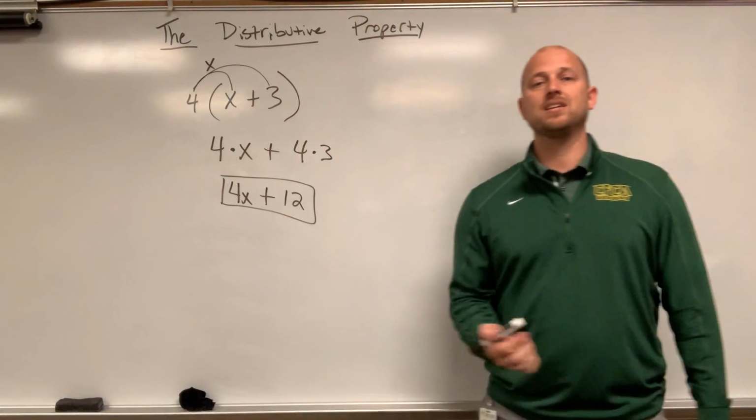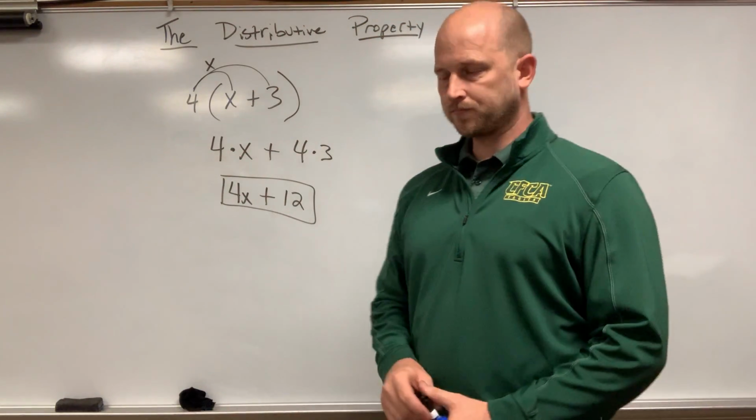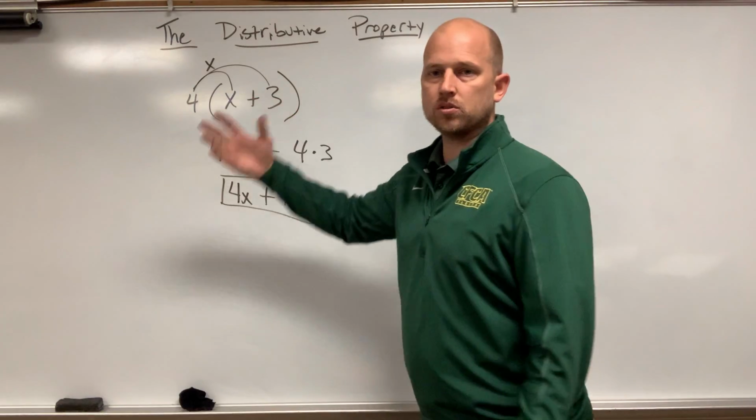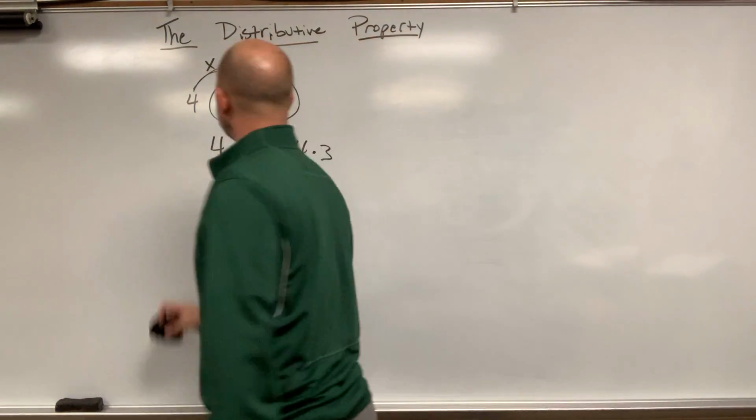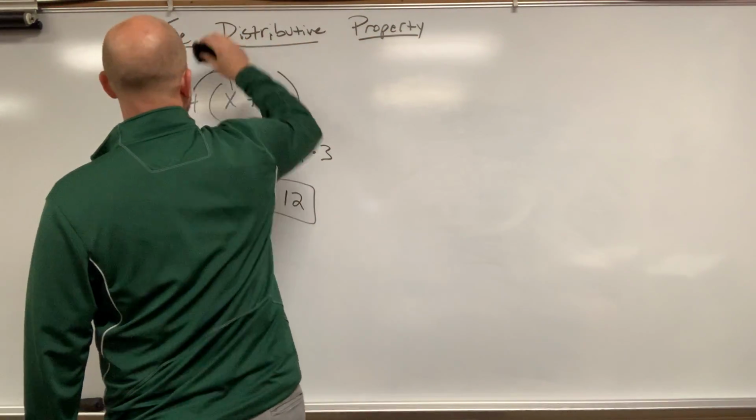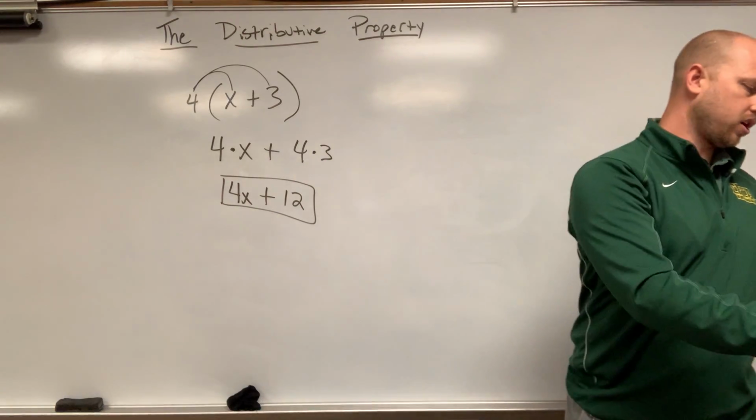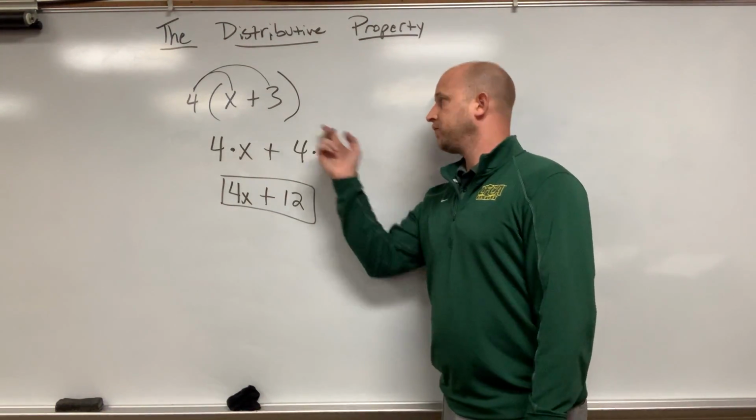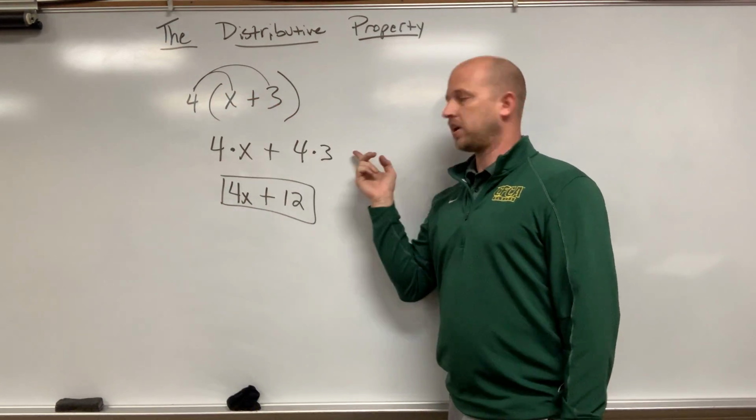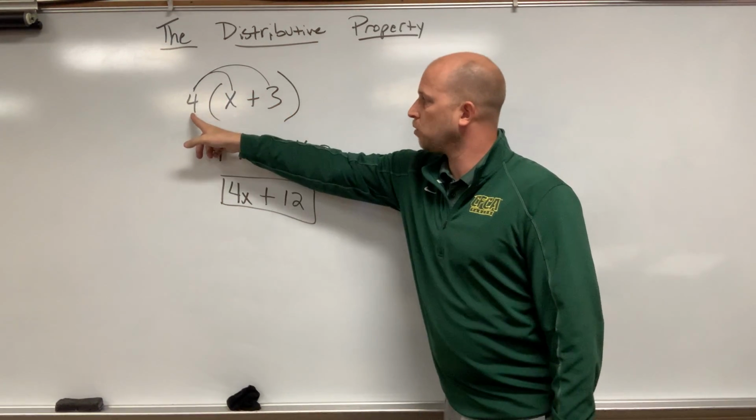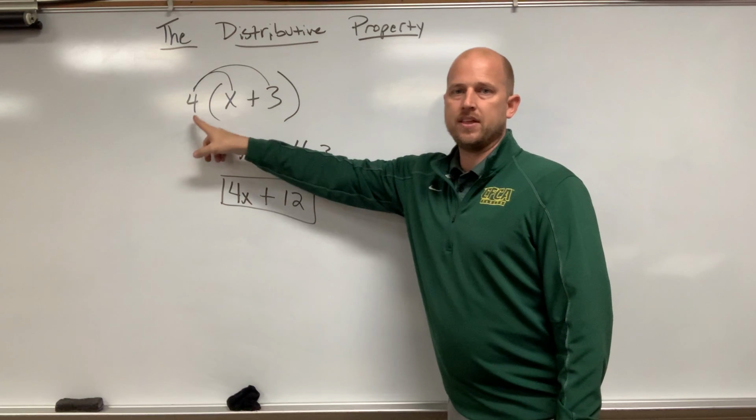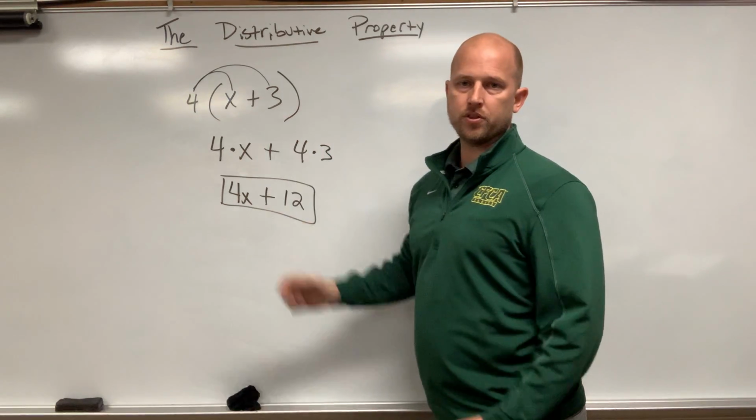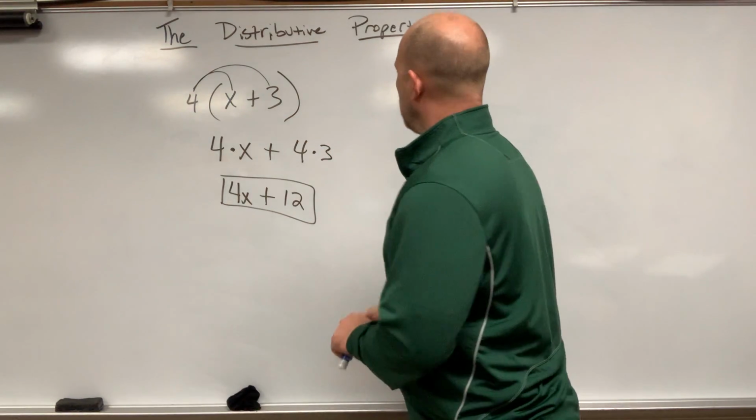So what I need in your shown work for this, I know it's more steps than you probably want to do, but since answers are given, and they are, you need to show this step right here. If you don't want to draw these lines, that's fine, but I need to know that you're multiplying the 4 and the x, and then you're multiplying the 4 and the 3. So let's do another one.